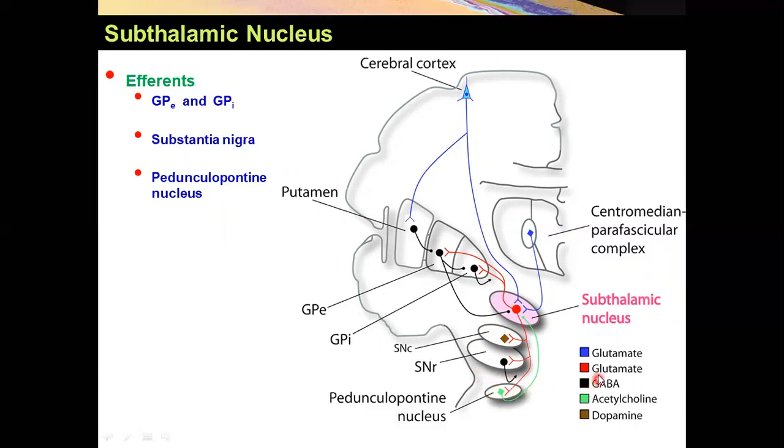And what you see here, the color of the efferents indicates what type of neurotransmitter they use. So the blue indicates that they use glutamate as a neurotransmitter, and the black indicates GABA and acetylcholine and dopamine.